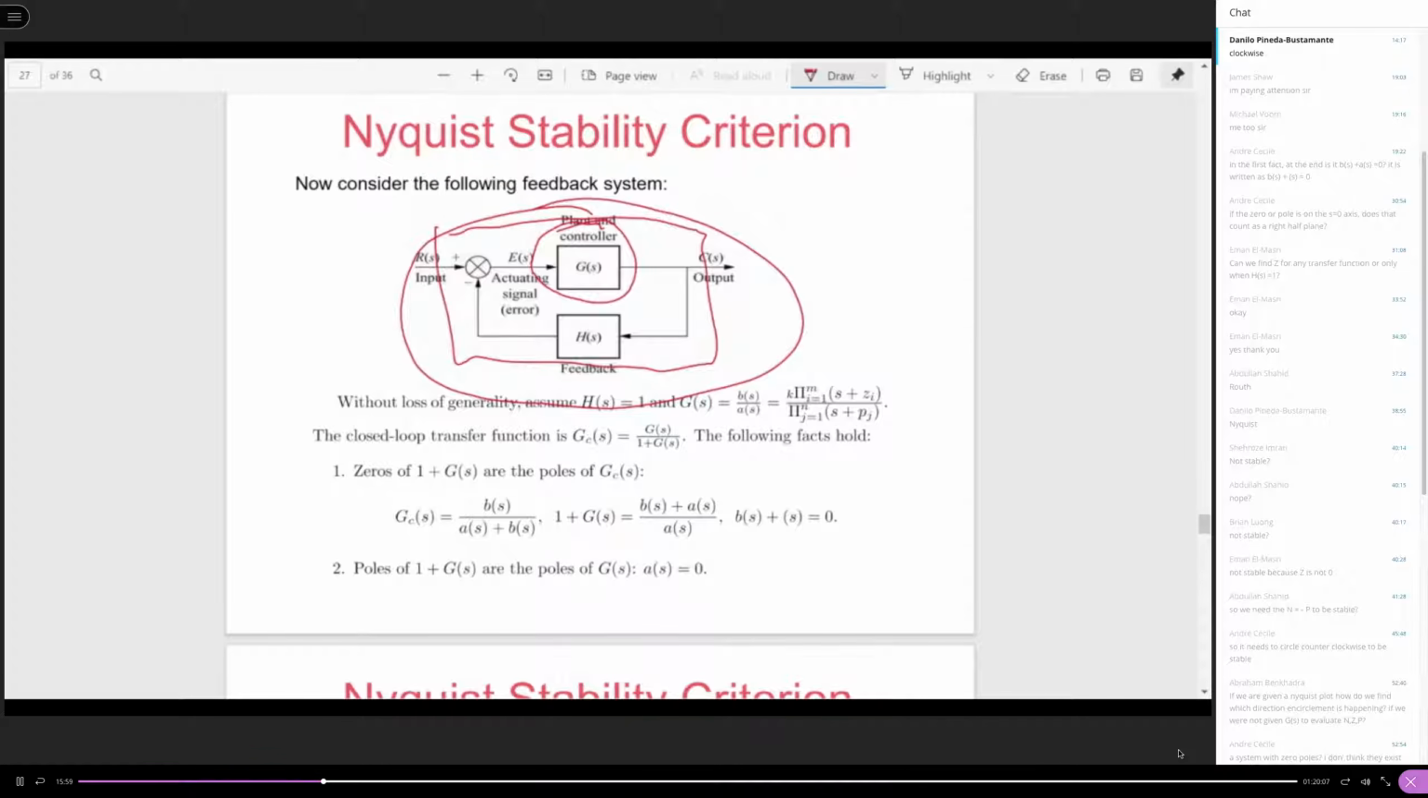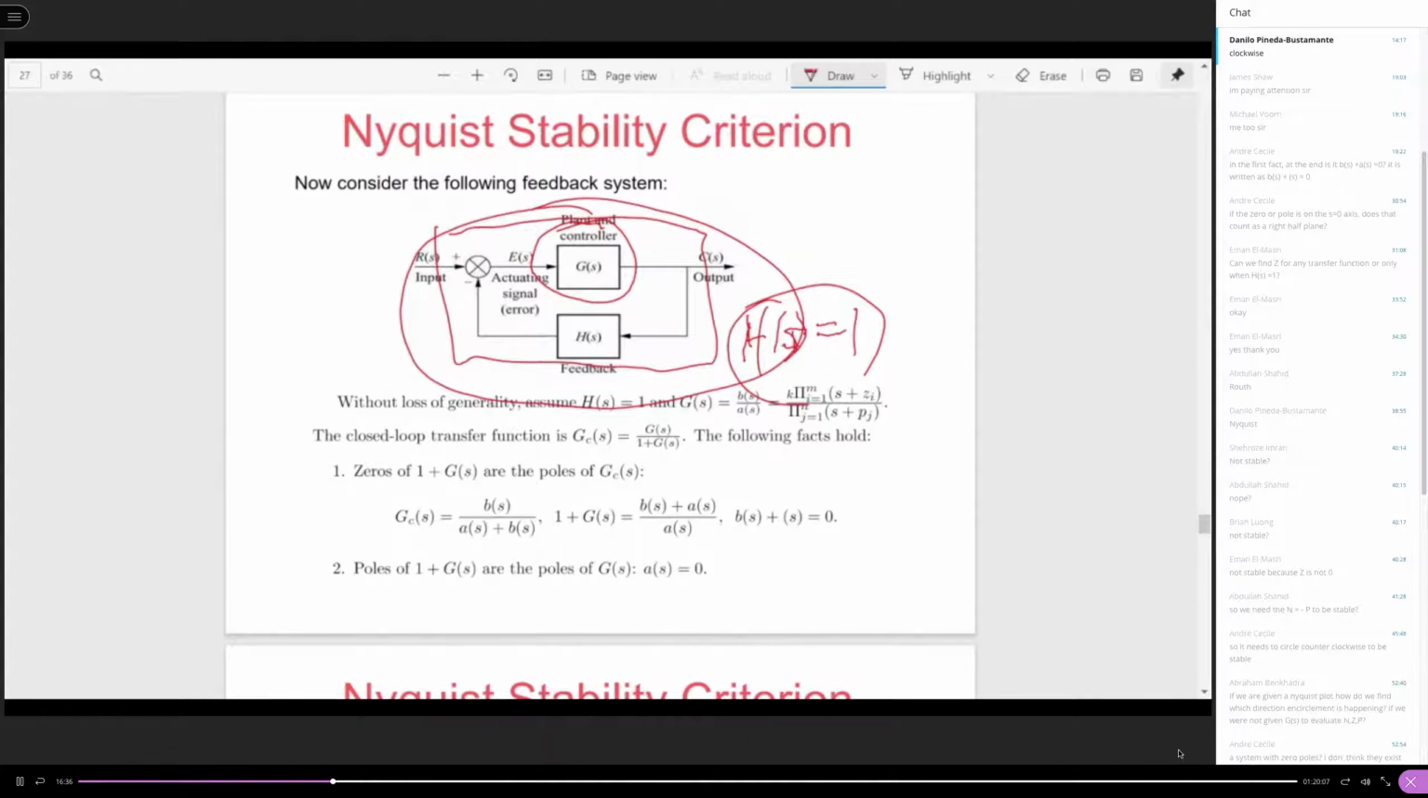We assume that H(s) is equal to 1, without loss of generality. H(s) represents the sensor, and if we treat a sensor as a scale, then I can always scale it to be 1. So I can assume that H(s) equals 1. Then G(s) is going to be my open loop system.